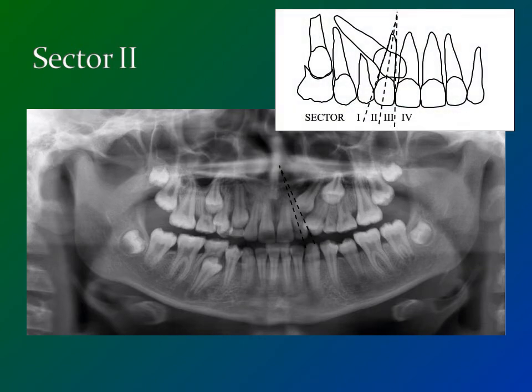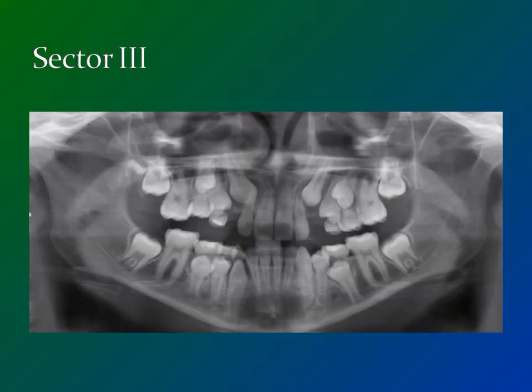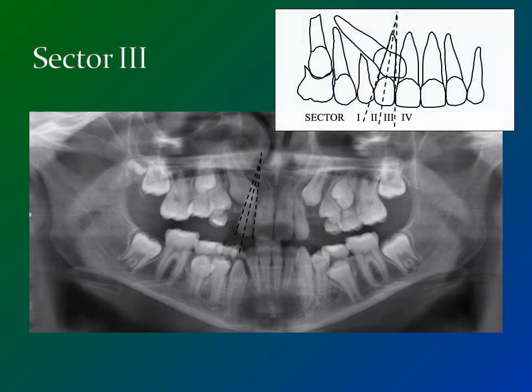Sector 2, you can see that the tip of the left canine is in the area between the distal surface of the lateral incisor and the long axis of the lateral incisor. And this is an example of sector 3. If you see the right canine, the tip of the canine has gone past the long axis of the lateral incisor and has not passed the mesial surface of the lateral incisor.